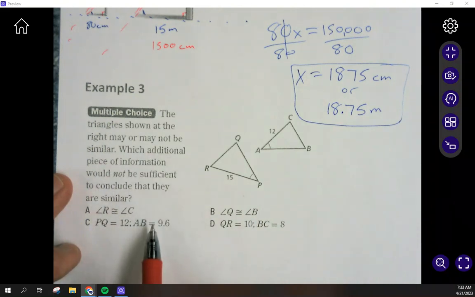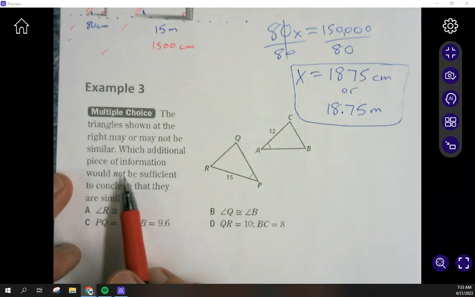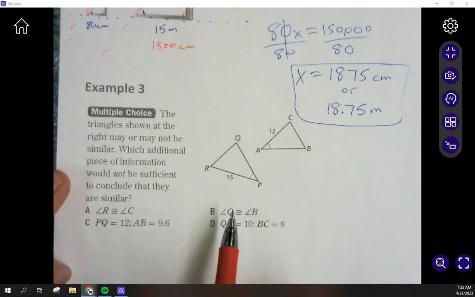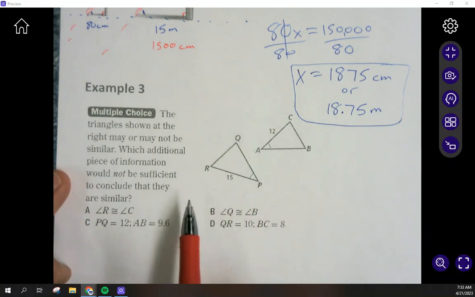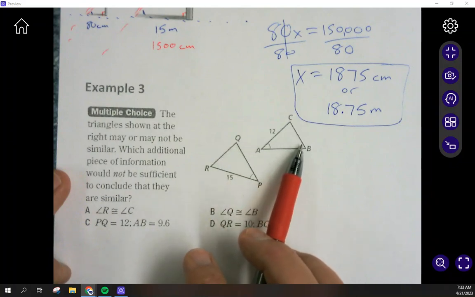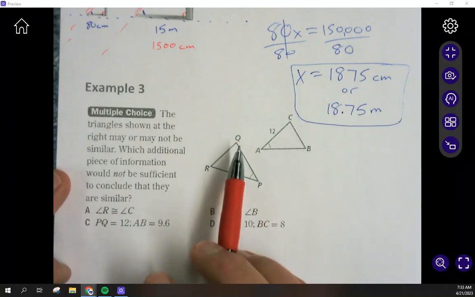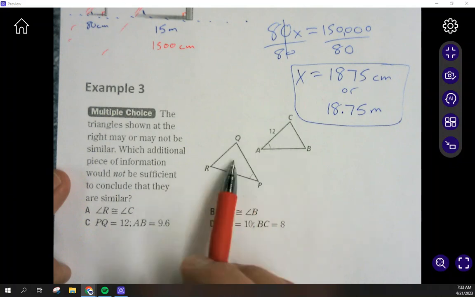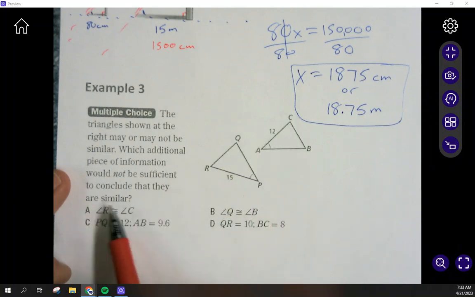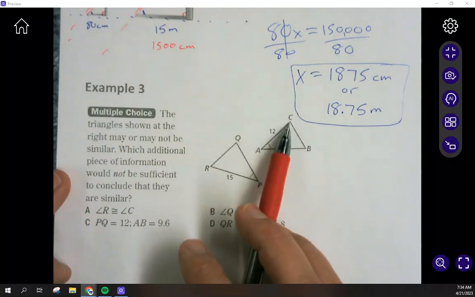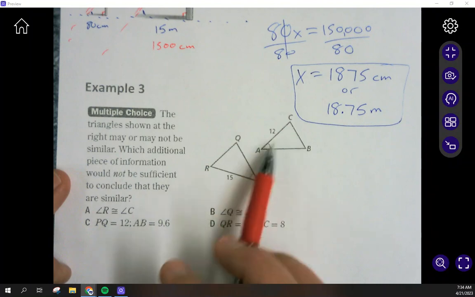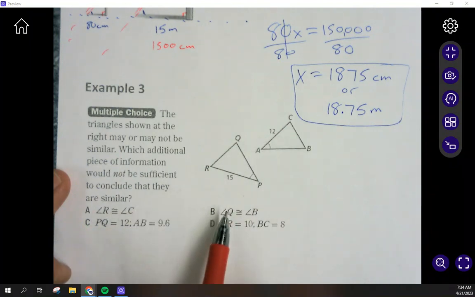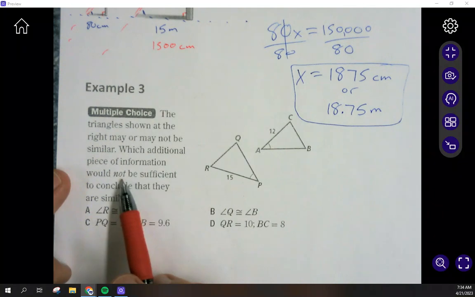So we're going to pick which piece of information is not sufficient to conclude that they are similar, meaning 3 of these are good. 3 of these create a situation where we do have similar triangles. If I had one more pair of angles, like if I know that Q is equal to B, then I know P and A are the same, and Q and B are the same. That's enough to say these are similar by angle angle. So that one's good. Same thing for R and C. If I knew R and C were congruent, I already know P and A are congruent, so that's enough to say by angle angle that these are similar. So A and B would both be correct answers, and we're looking for the one that's not.